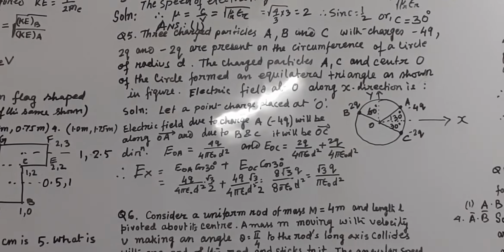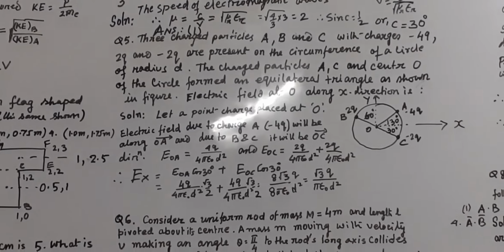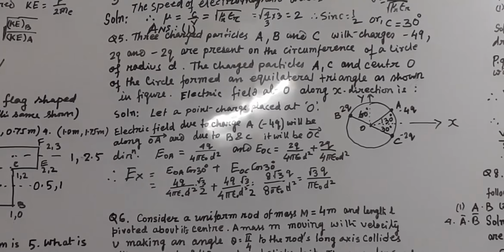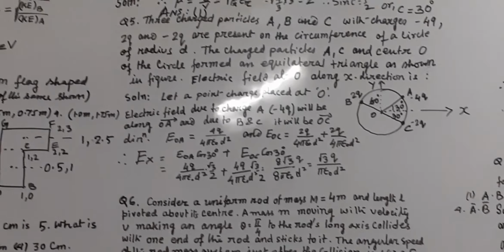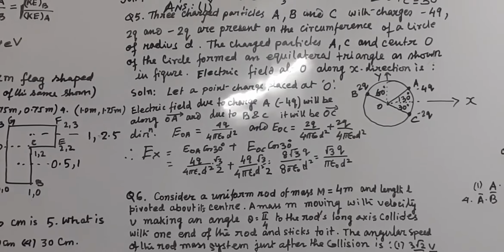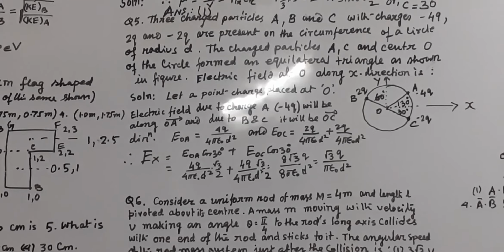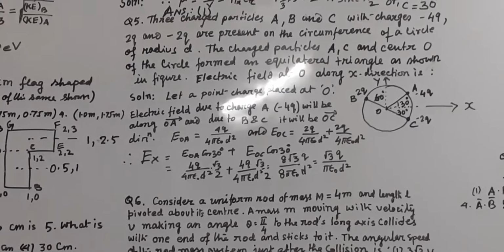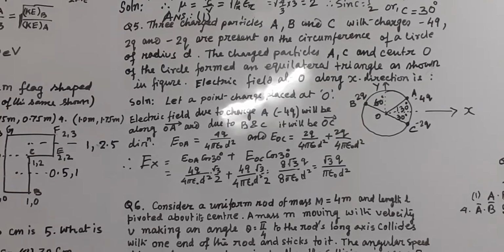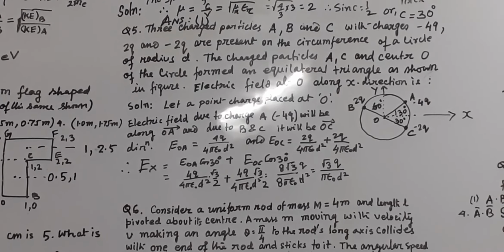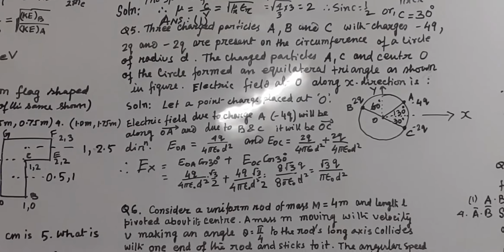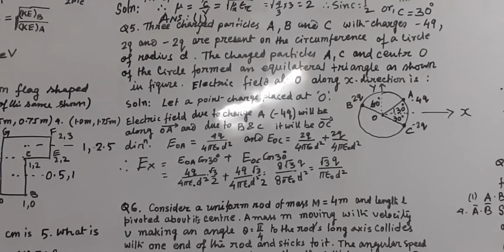So the electric field along OA times cos 30 degree plus the electric field along OC times cos 30 degree will come into the picture. Now substituting, that is 4q divided by 4 pi epsilon naught d square into root 3 by 2 plus 4q divided by 4 pi epsilon naught d square into root 3 by 2, it will ultimately give us root 3 q by 4 pi epsilon naught d square. That will be the resultant electric field along the direction of x.